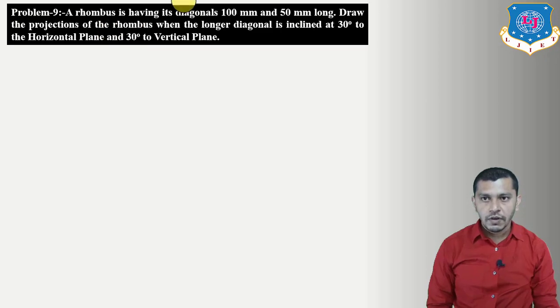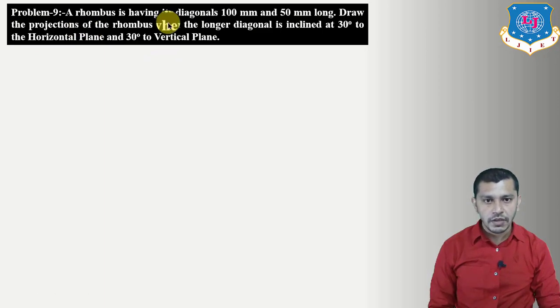Now one important thing is, here the resting condition or the surface inclination of the rhombus is not given. That means whether the plane is resting on HP or resting on VP is not given, and no statement says the rhombus is resting on HP or on VP. So we will assume the rhombus is resting on the horizontal plane.